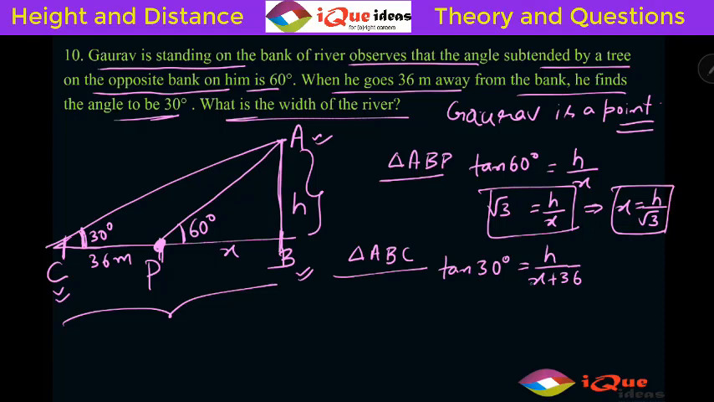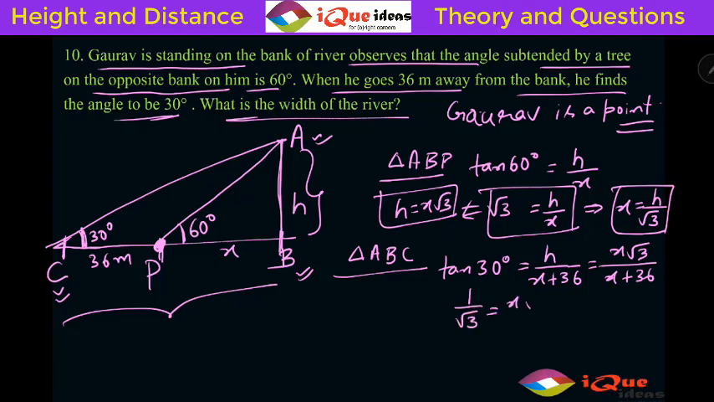Right. So if I have to only find the value of X, then from here we could have taken H is equal to X root 3. So if I take H equal to X root 3 and put it here, we will get X root 3 divided by X plus 36. And tan 30 degrees is 1 by root 3. So we say 1 by root 3 is equal to X root 3 divided by X plus 36.